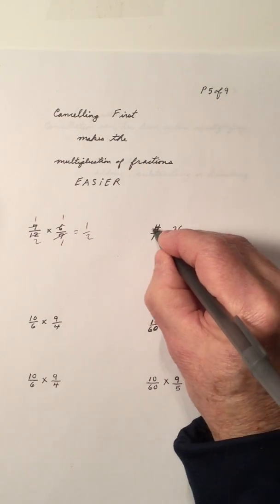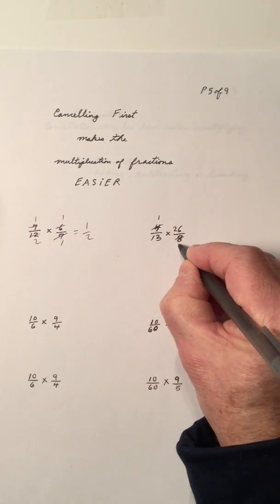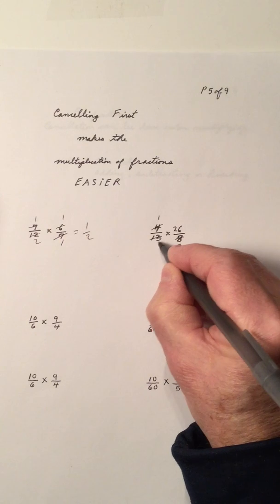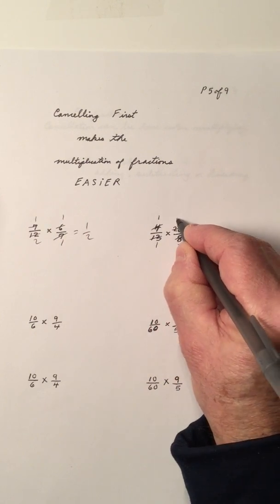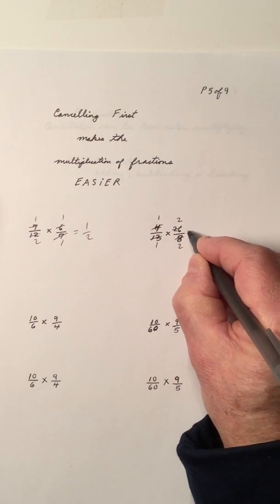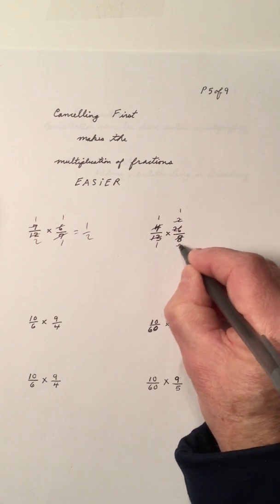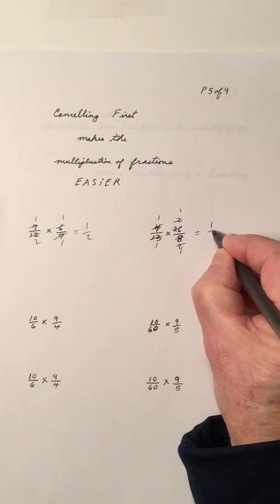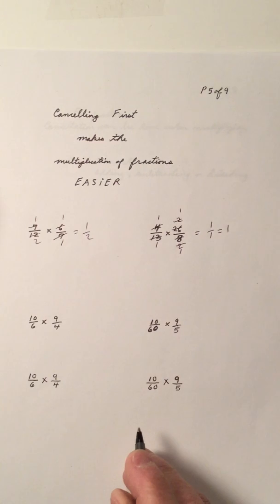It's easier to cancel first. 4 into 4 goes once, 4 into 8 goes 2. 13 into 13 goes once. 13 into 26 goes 2. 2 into 2 goes once. 2 into 2 goes once. I get a 1 over 1, which is 1.